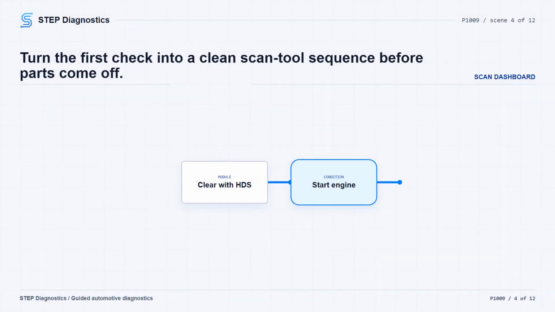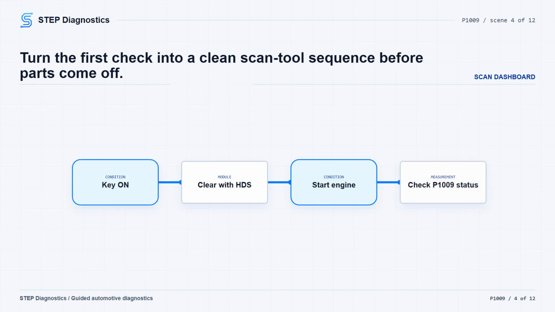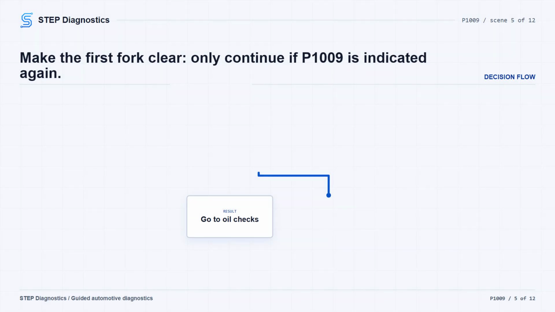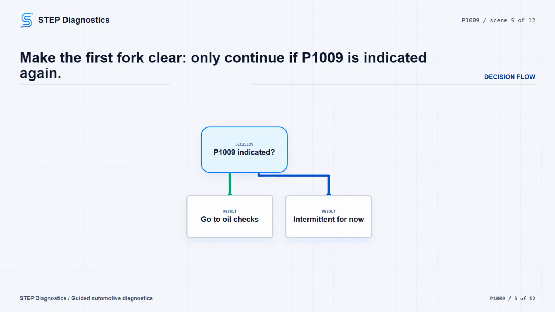Turn the ignition switch to ON (II), or use the engine start/stop button to select ON mode. Clear the code with the HDS, start the engine, and check pending or confirmed codes with the HDS. If P1009 comes back, continue into the VTC oil supply checks. If P1009 is not indicated, treat it as an intermittent failure and the system is okay at this time.